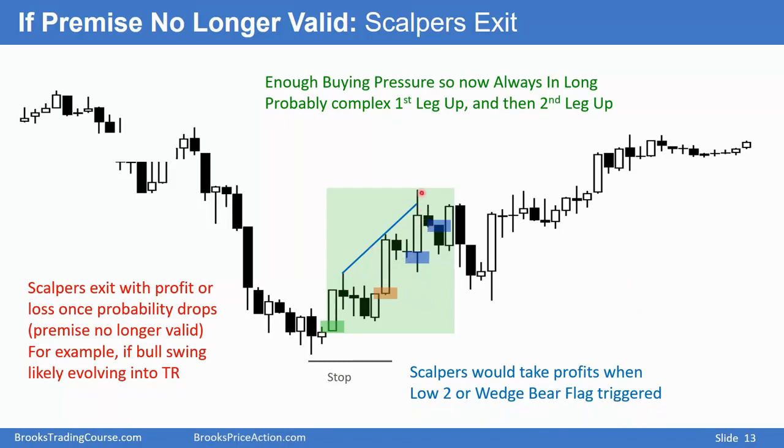Three pushes up, a wedge, 1, 2, 3, testing near the top of the sell climax. Scalpers would exit below that bear bar or below this bear bar and get filled here. That's because the probability of higher prices has fallen at this point. High probability here or here that we're going at least a little higher. But once we get the reversal down here or here, the probability is that we're probably going to go sideways. We might even reverse, but the probability has dropped, and therefore the premise of a scalp is no longer valid.